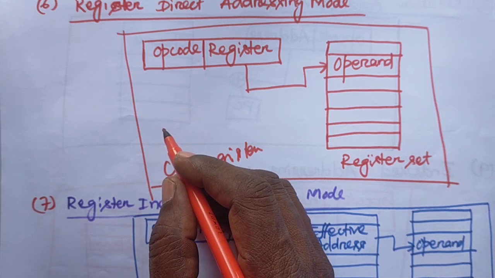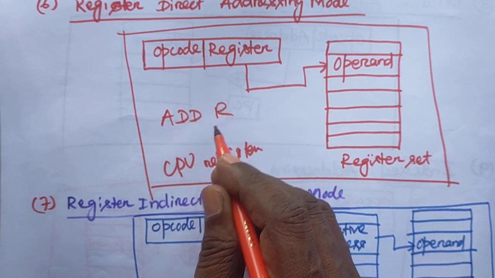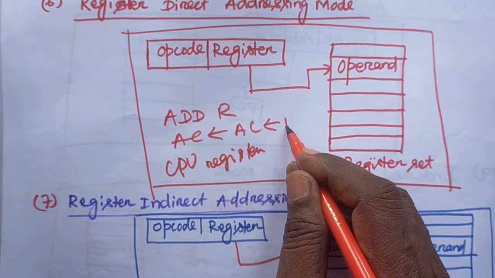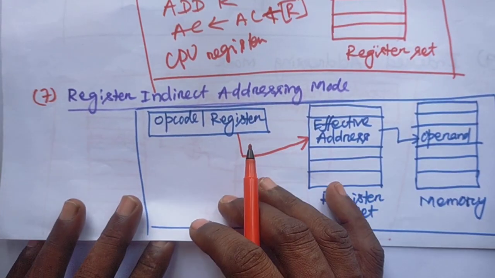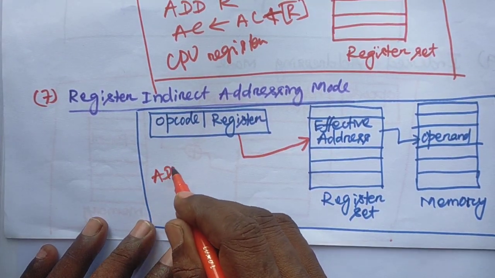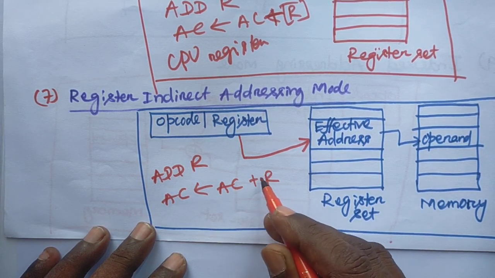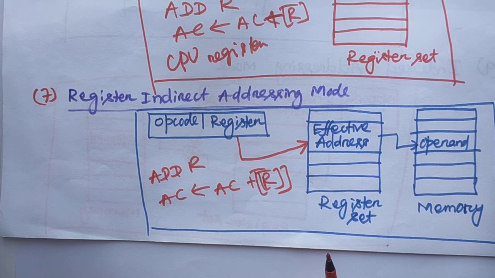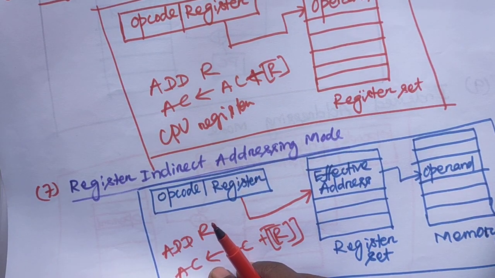suppose for direct address here you can write ADD R. In this case what happens, same case we can write accumulator plus R, since a register is used. Similarly suppose ADD R, here you can write AC plus double square braces because it is an indirect address. Okay, since it is indirect address we can use it in this way.